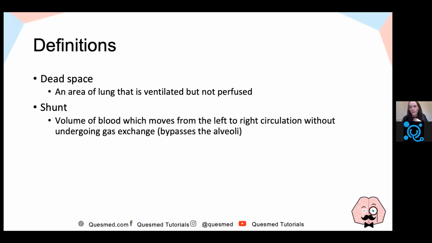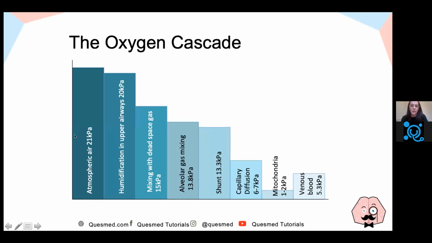So what we mean by that is shunt is a volume of blood which passes from the right to the left circulation without undergoing gas exchange, so it bypasses the alveoli. This is in comparison to dead space, which we refer to as an area of lung that is ventilated but not perfused. So when we go through the oxygen cascade, we start with atmospheric air. Atmospheric air has 21% oxygen. The atmosphere is 101 kilopascals, so the atmospheric oxygen is around 21 kilopascals.